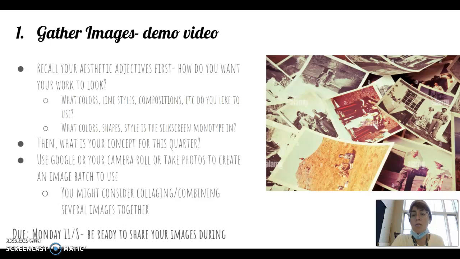You will want to gather images after watching this demo video right here that I'm making, that you're listening to. And a lot of you already have a batch of images, so this should be very easy. You want to first consider your aesthetic, which you should have very concretely defined by now. And then also remind yourself of the concept that you plan to work on, that you're currently working on with your silkscreen monotype. That was what you did the mind map on in your journal. So refresh yourself on that.